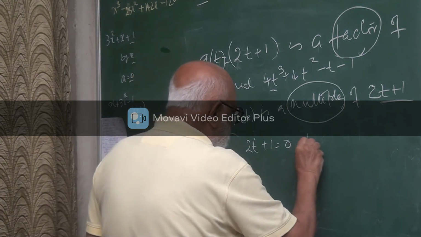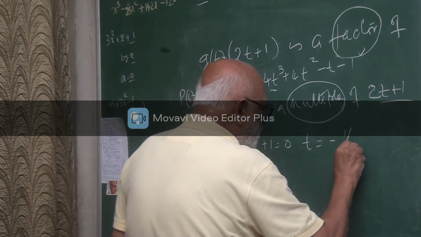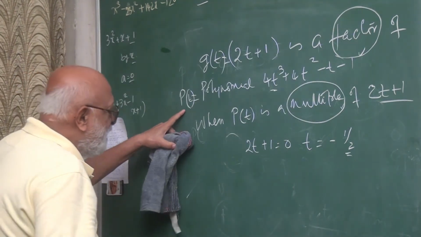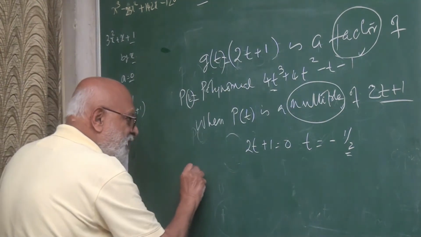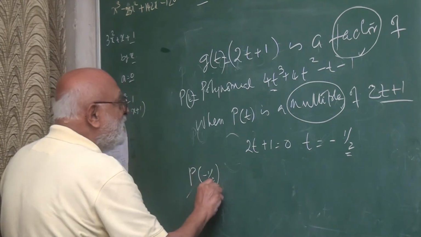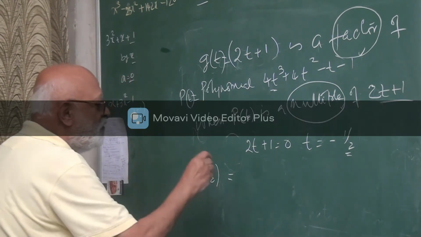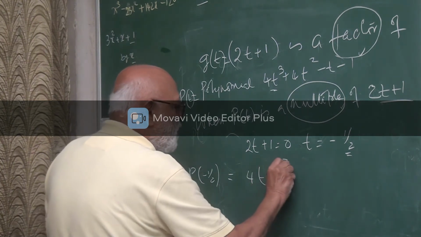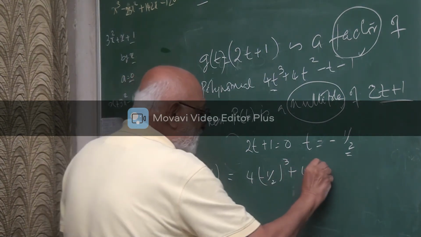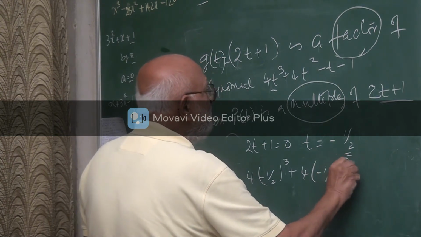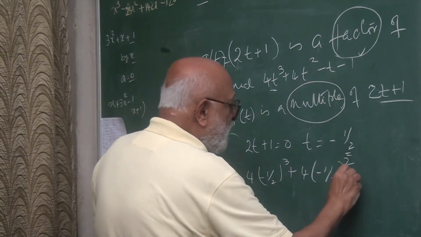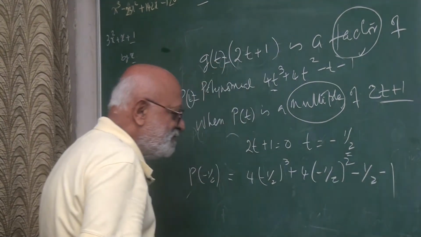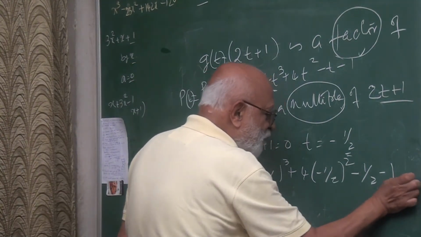So I will find t equal to minus 1 upon half. So I will now find whether p of minus half, right? So if I put p of minus half, what will it be? 4 into minus half to the power cube plus 4 into minus half to the power square, minus 1. Whatever, both, it has become too big a one.